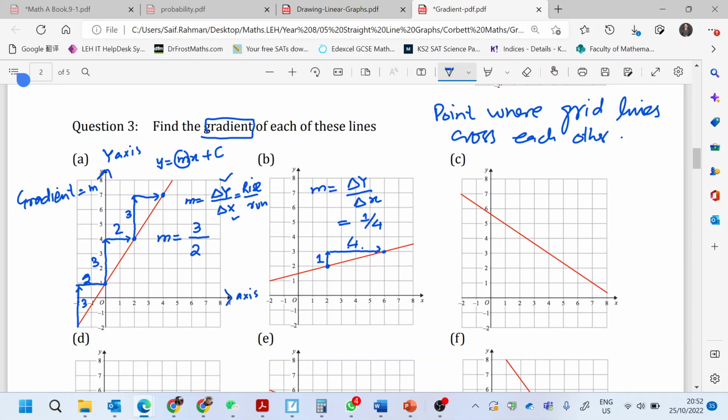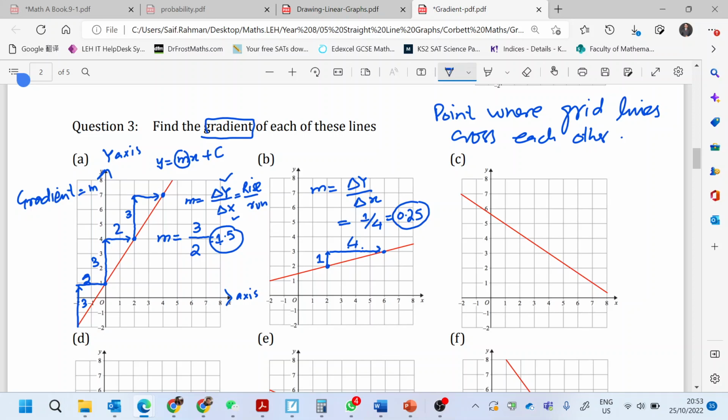Here the 1 over 4 is smaller. 1 by 4 means 0.25. So this one is 1.5, this line has a gradient of 1.5, and this line has a gradient of 0.25. So the line with the bigger, higher gradient will be steeper. The line with the lower gradient will always be a smoother, less steep line.